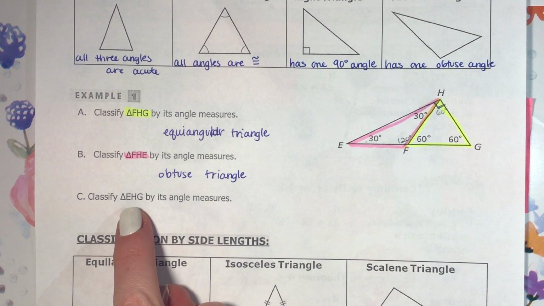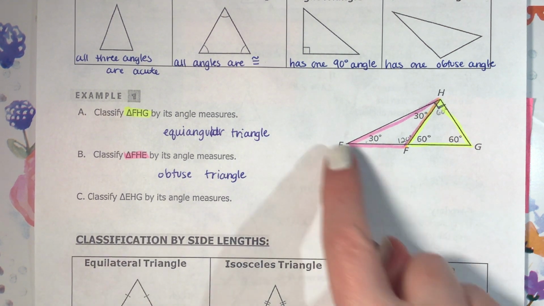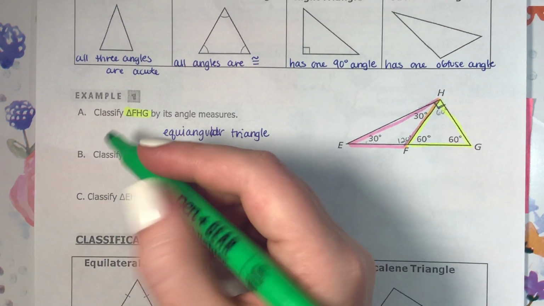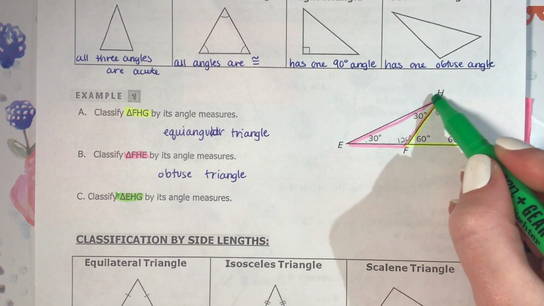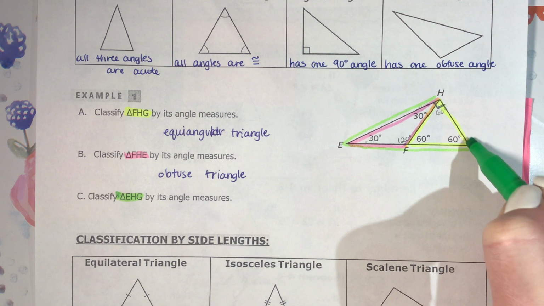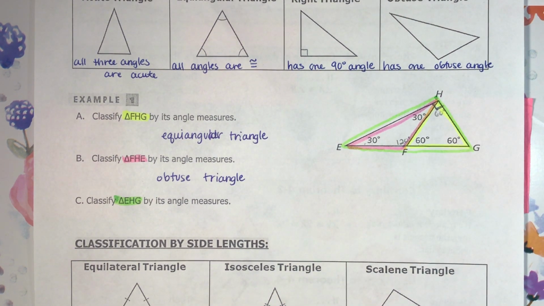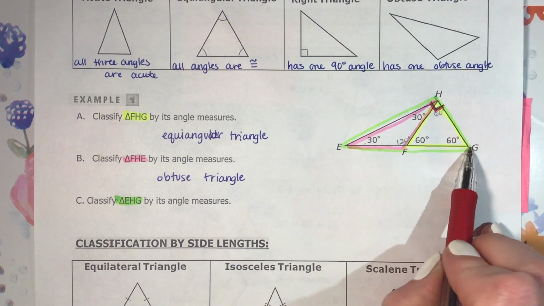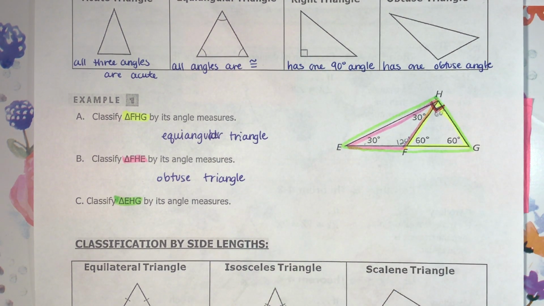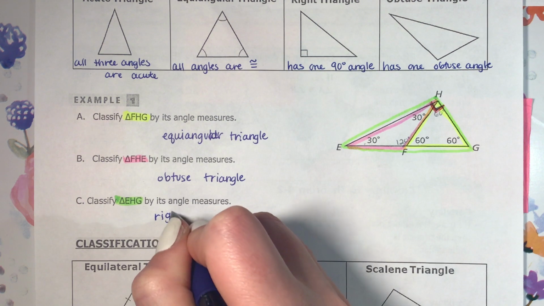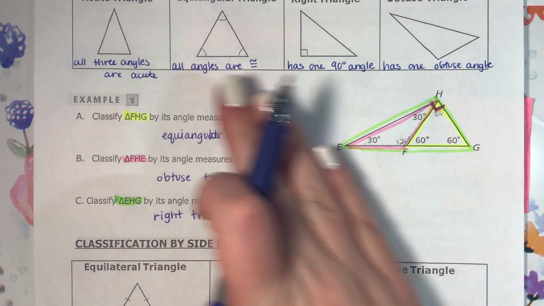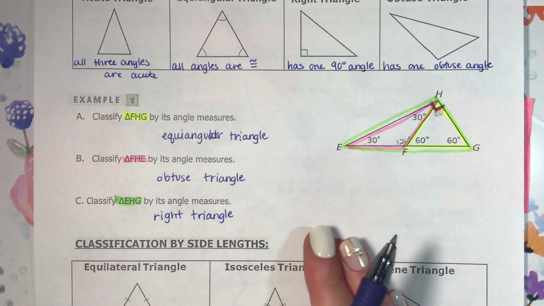Finally, I'm going to classify triangle EHG, which is the whole thing. I can trace that for you as well, just so you can see it. That is the whole thing. And something that's important to notice is this angle right up here. Triangle EHG has a 90-degree angle in it, which means it is going to be a right triangle. Now, this is only used if we're classifying something based off of its angle measures.